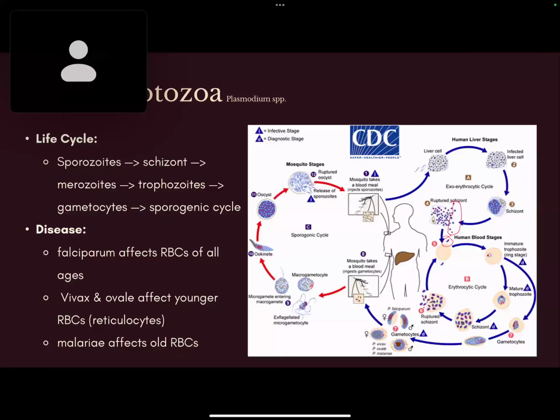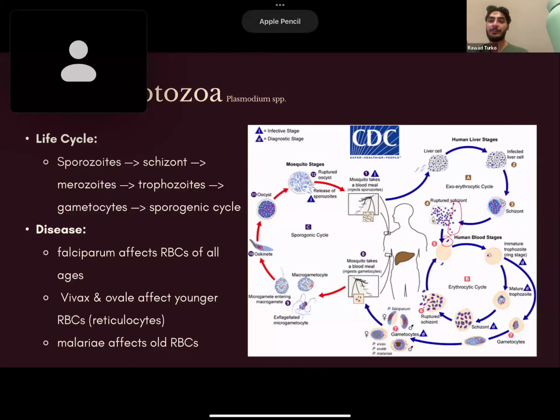Yes. Okay, perfect. So we said earlier that falciparum is the most serious disease. And why is that? That's because it affects the red blood cells of all ages. So you guys know we have your reticulocytes, which are your super young red blood cells, and then you have your old red blood cells that are about to die. They're about to be taken out by the reticuloendothelial system. So falciparum affects all of the RBCs, every single red blood cell, no matter what stage you're in. Okay, that's why it's the most serious disease.